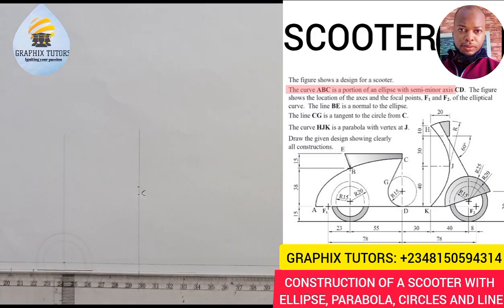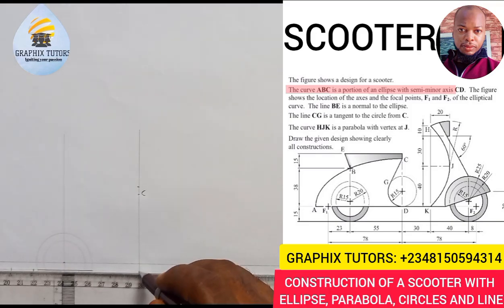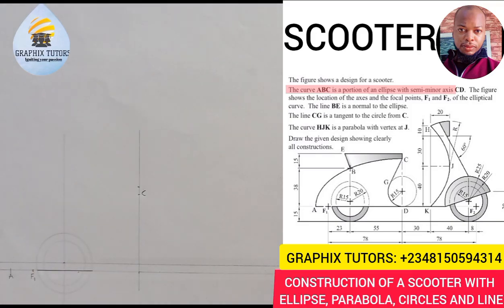So what I would do is complete that process. From here I extend, and I'll come to this point to A. I'll mark the other point here to get the complete major axis. So from A to, let me call it my P here. From A to my P. Now this is where they are meeting, the center point. Let me call it point O.